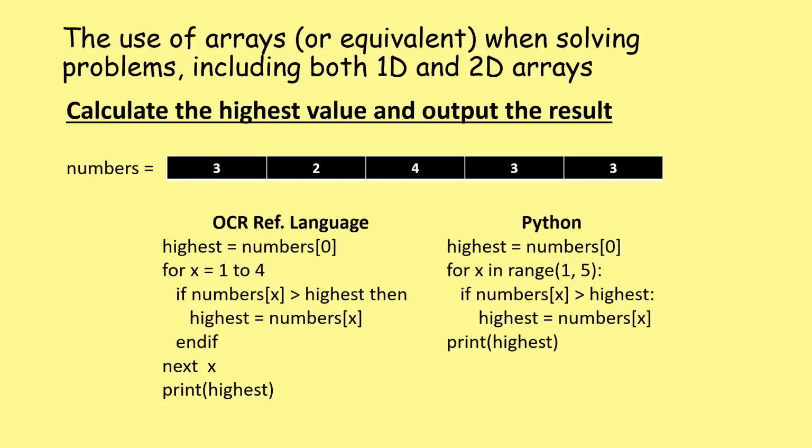If it's bigger than highest, then that number becomes the highest. And at the end, we print out the highest. Python is very similar. Highest equals numbers[0], for x in range(1, 5). Again, exclusivity there for the final number.